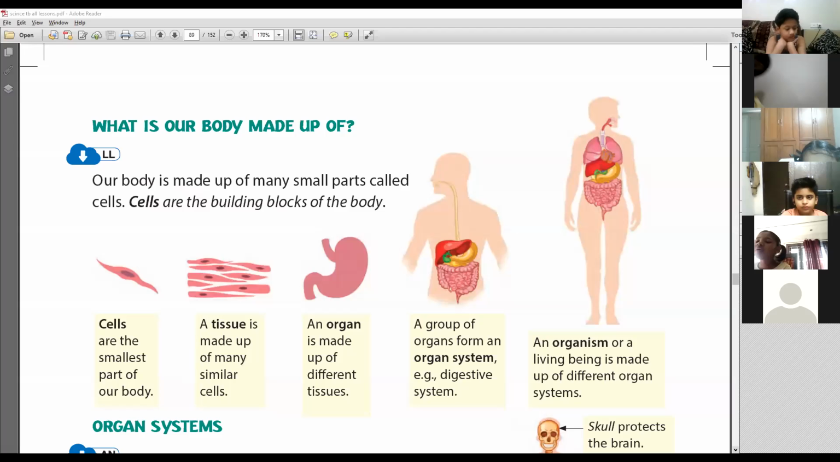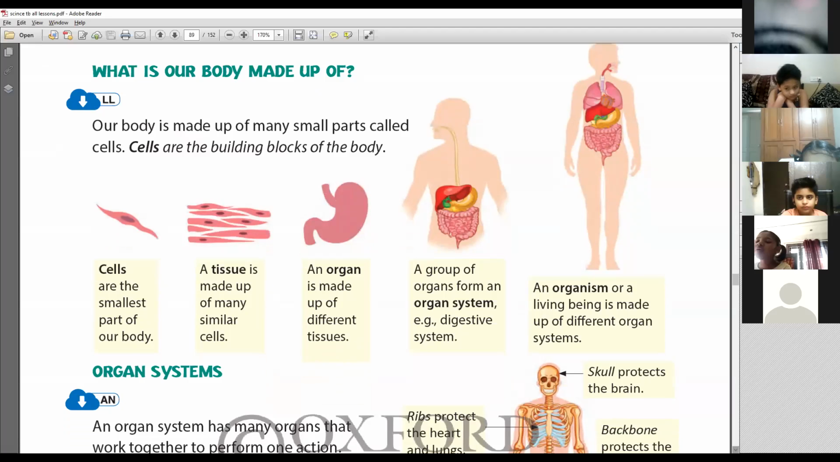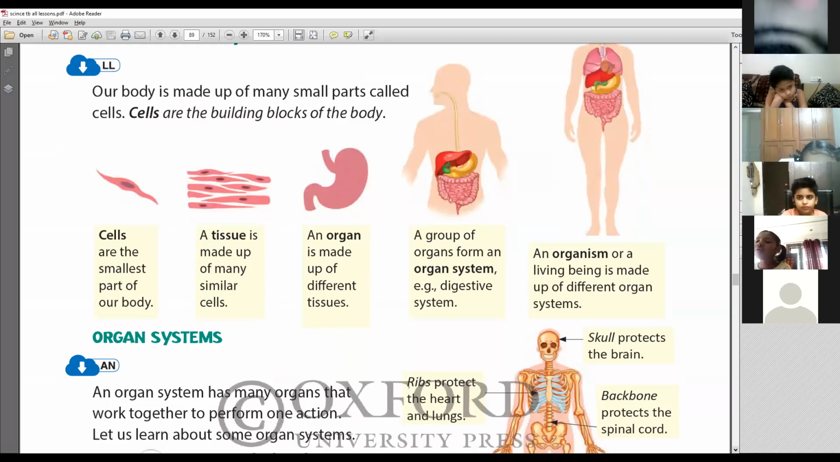Now Shriram, what's your doubt? Ma'am, our body is made up of cells and organs. Exactly. The smallest element of our body is the cell. A group of similar cells form a tissue. An organ is made up of different tissues. An organ system is made up of a number of organs. An organism is made up of a number of organ systems.